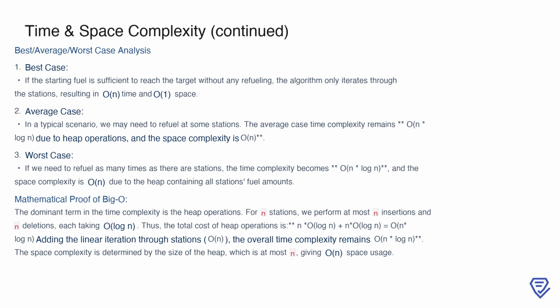Mathematically, the dominant term in the time complexity is the heap operations. With n stations, we perform up to n insertions and n deletions, each taking O(log n). Thus, the total cost of heap operations is 2*n*O(log n), which simplifies to O(n*log n). Adding the O(n) for the linear pass through the stations, the overall time complexity confirms to be O(n*log n), while the space complexity is determined by the heap size, which is at most O(n).